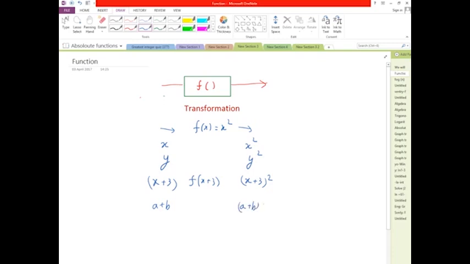And then the function can be of different sorts. So this is an f square function. The function can be f(x) = x + 3.